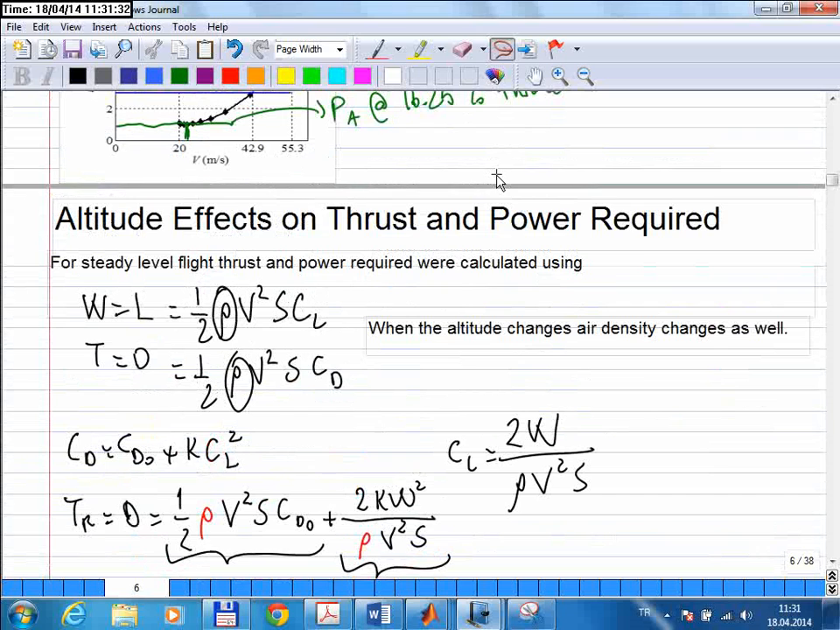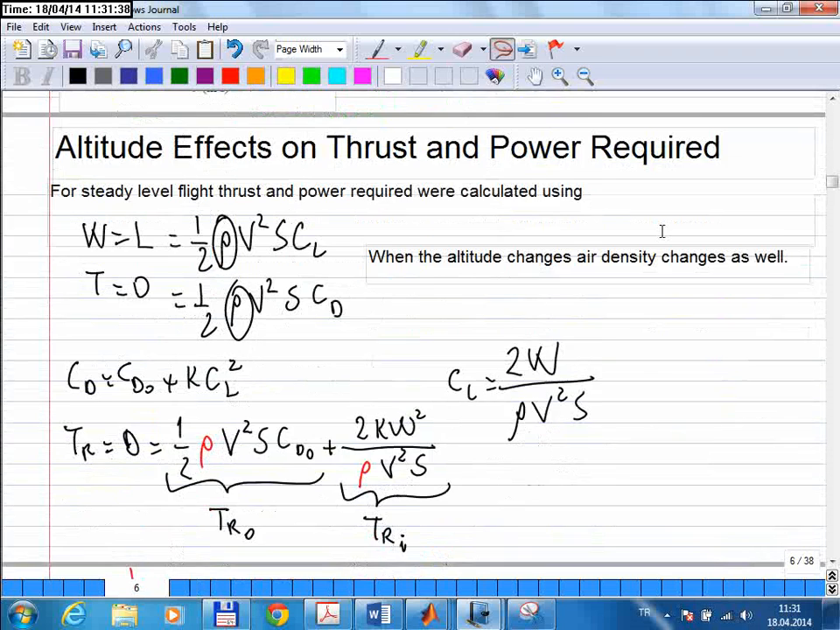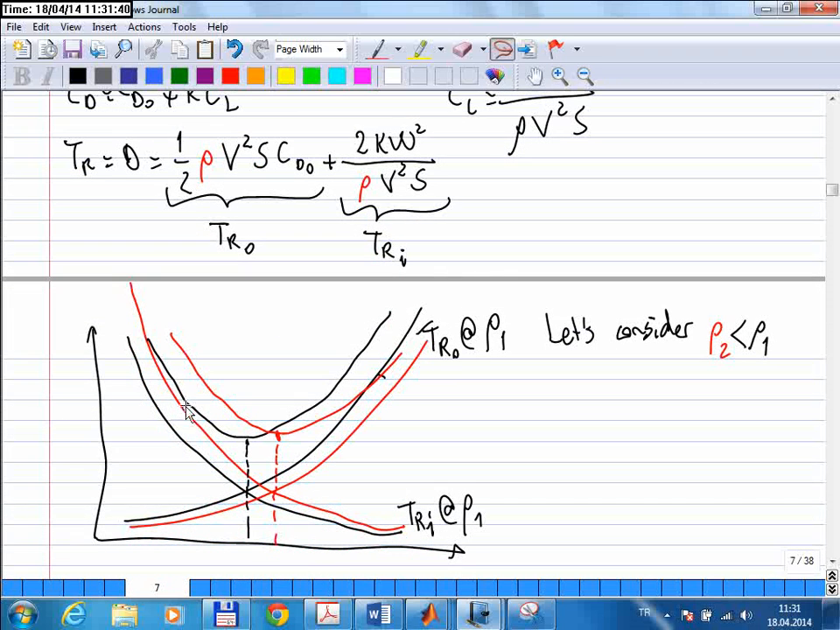So most aircraft fly at different altitudes. So for different altitudes, you need to be using the correct thrust required and power required curves. And that's what we are looking at.